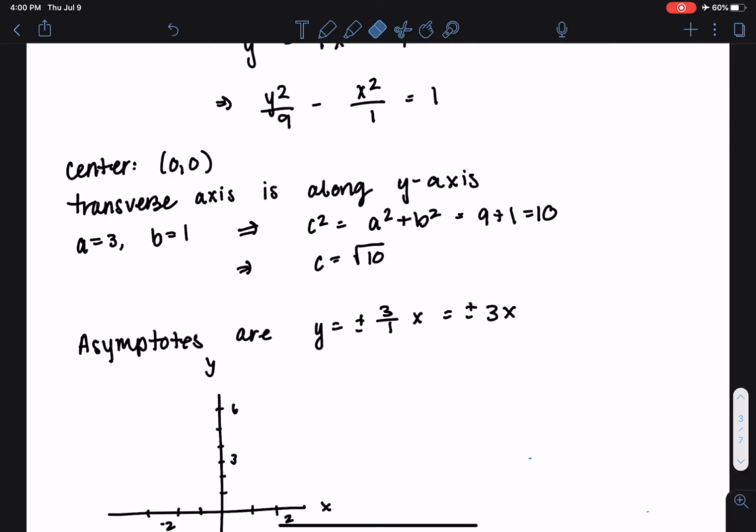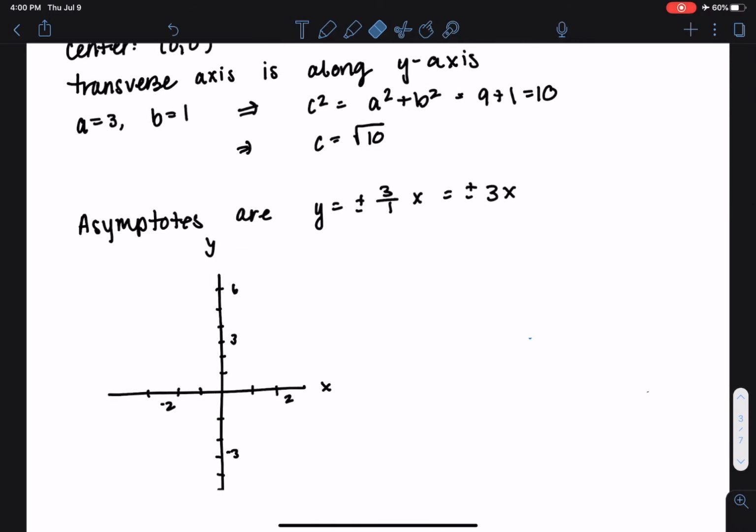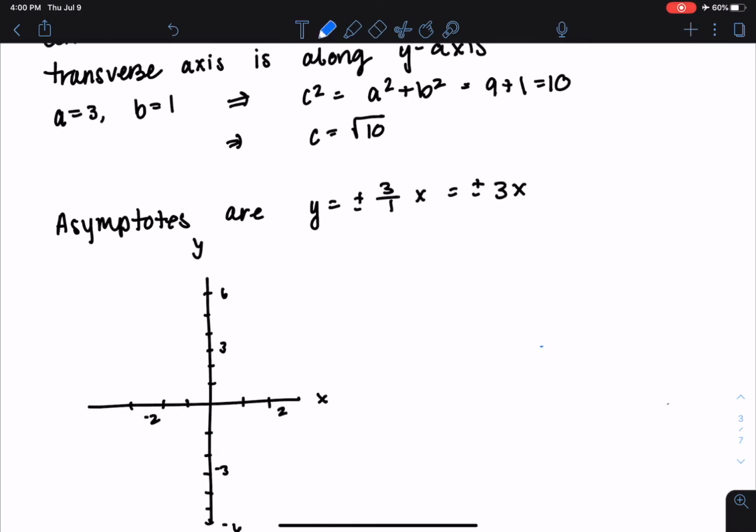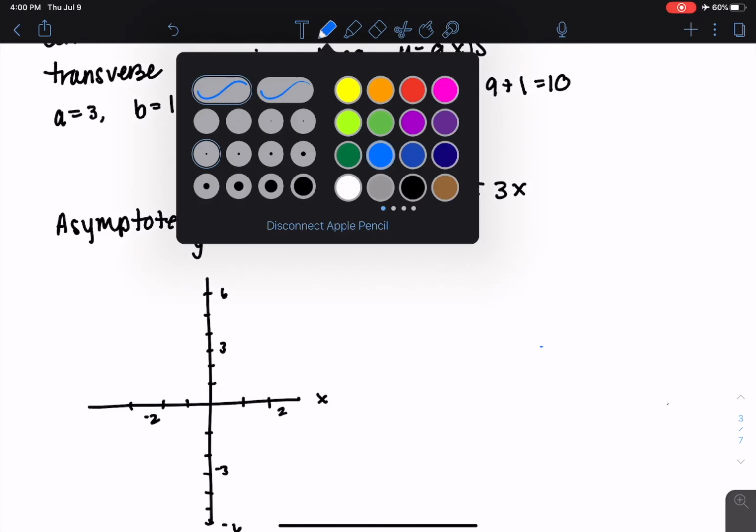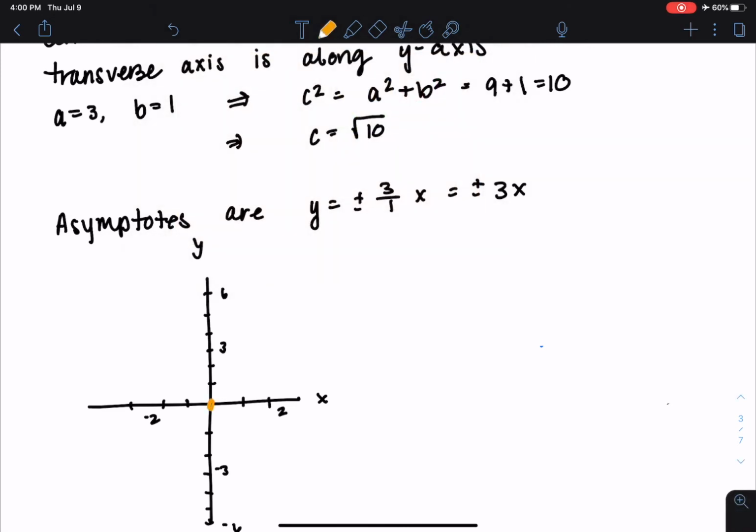So we're going to go ahead and graph all of these, and then we'll pull all the information together. My center is at 0, 0. My asymptotes are 3x. So that's going to be 1 asymptote here, roughly. Then I've got negative 3x, which will go right here. So this is my second asymptote. Y equals 3x, y equals negative 3x.